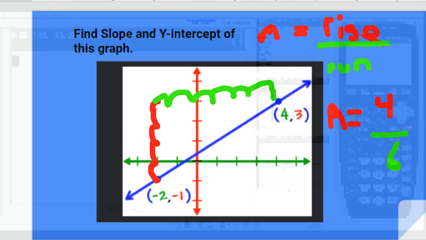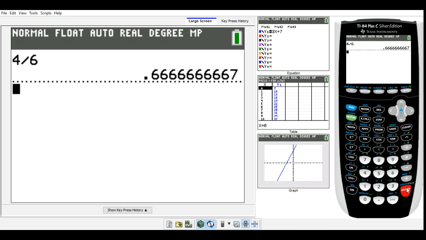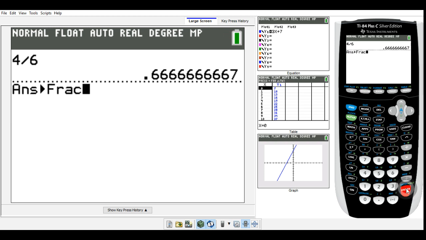Go into your calculator real quick. If you type in 4 divided by 6, you'd get 0.666, and so on. But it doesn't simplify it for you, so you go to math, click on math. You see how frac is highlighted, enter. That means change it to a fraction. You get 2/3. So your answer would be 2/3. It's as easy as that.